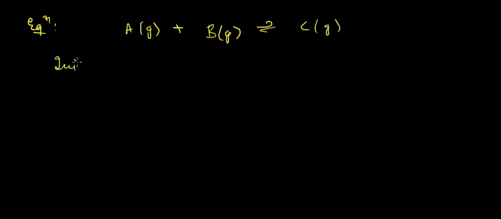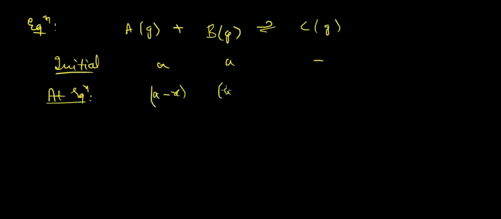Suppose we have an equation like A(g) plus B(g) forming C(g). Initial concentration was, let's say, a here and a here, and it was 0. And at equilibrium we have a minus x present for A, a minus x present for B, and x concentration present for C. So let's draw some concentration graphs, some snapshots of the graphs.